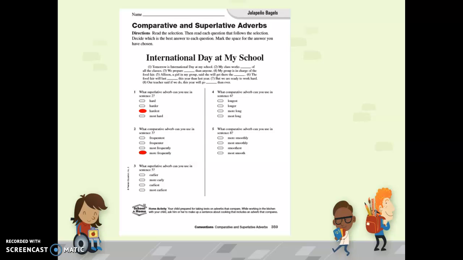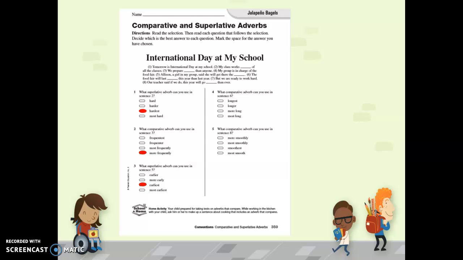In number 3, it says, what superlative adverb can you use in sentence 5? Let's read sentence 5. Allison, a girl in my group, said that she will get there the earliest. Remember, she's comparing a girl named Allison with all the group. For that reason it is earliest.